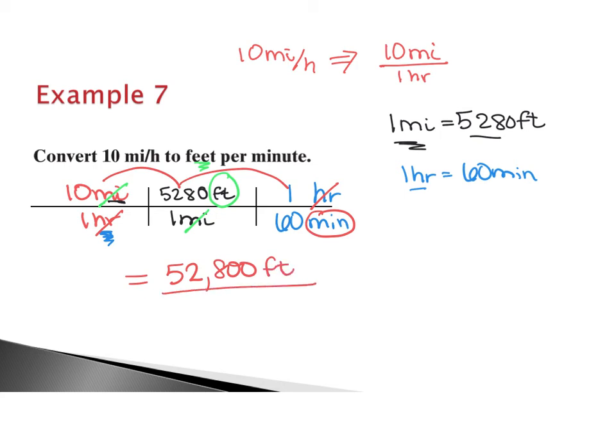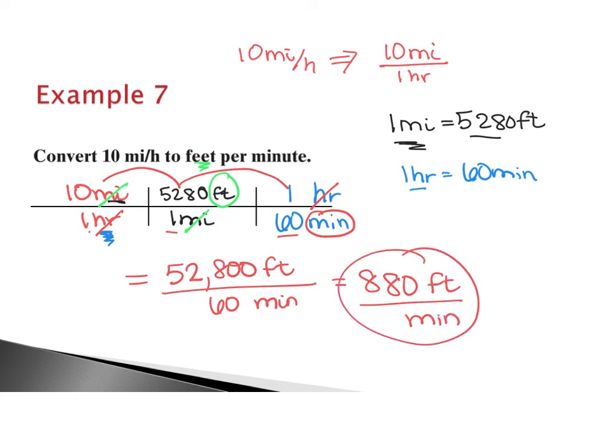And then I have on the bottom 1 times 60, which is 60, and my unit is minute on the bottom. And when I take 52,800 and divide it by 60, I end up with 880, and that would be feet per minute. And this would be my final answer.